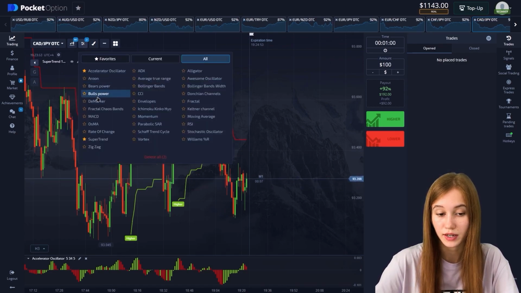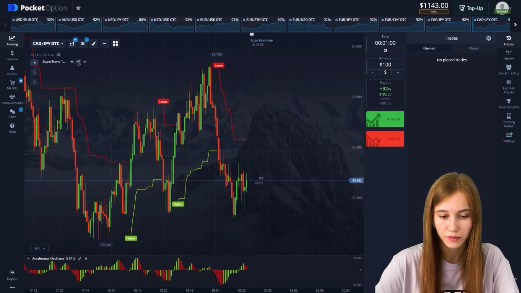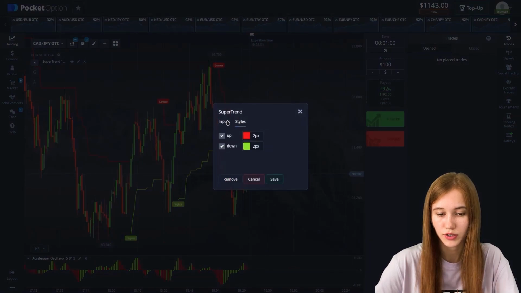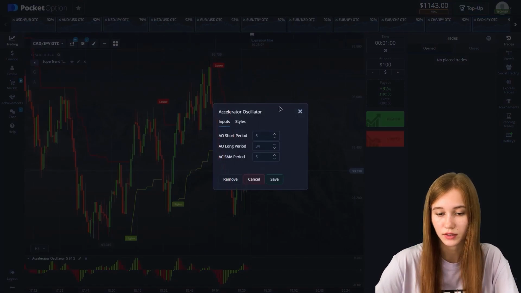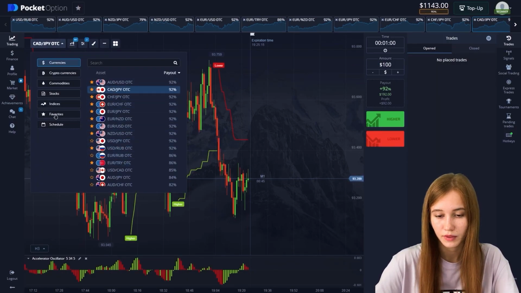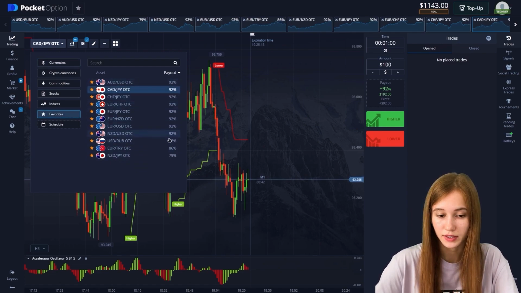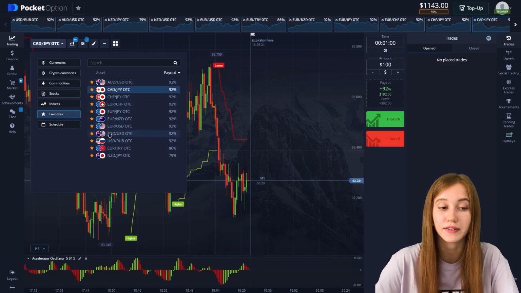Let me show you the settings. This is an oscillator and a super trend. Let me show you the super trend settings. Oscillator settings. We also traded currency pairs today, and to the right of the pair you see the payout percentage, for example, 86%. This means if we open at $100, the profit will be $86. My advice to you is to choose pairs with a payout percentage above 70%.